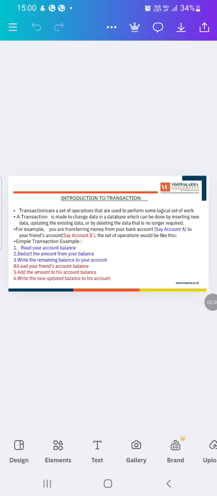For example, you are transferring money from your bank account to your friend's account. The set of operations would be like this. Simple transaction example: read your account balance, deduct the amount from your balance, write the remaining balance to your account.